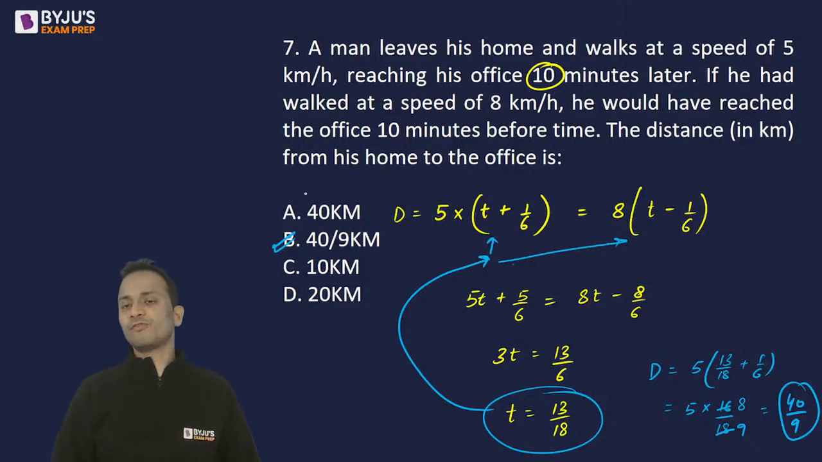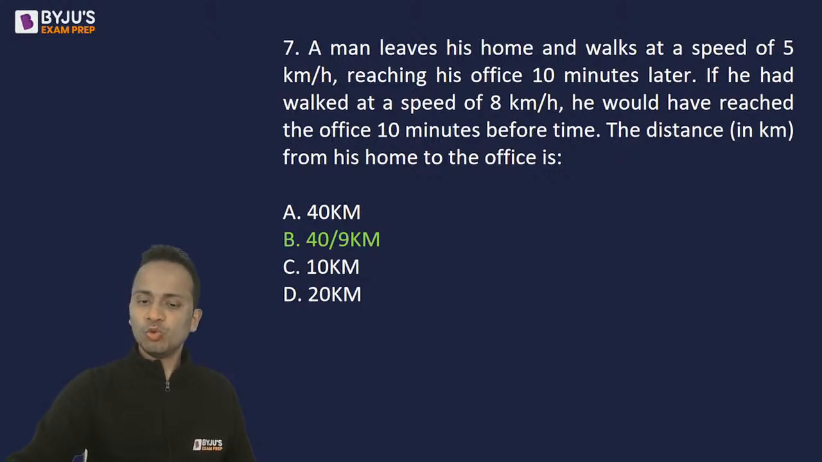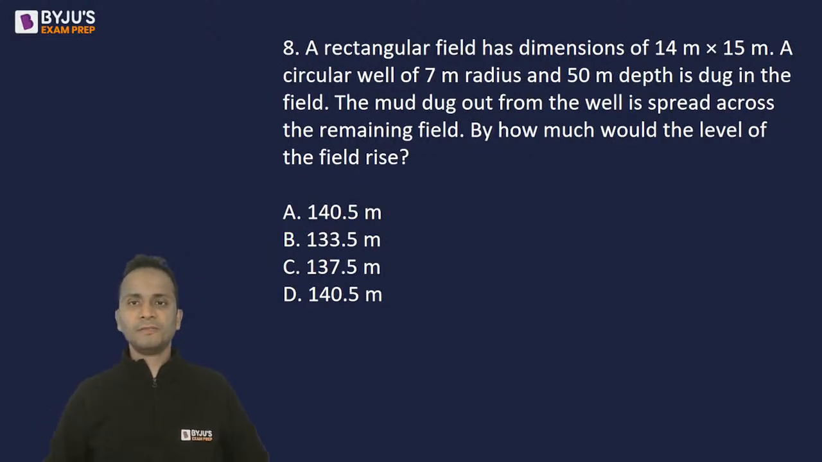So the correct answer is 40 upon 9, which is option B. So option B, 40 upon 9 kilometers is the correct answer of question number 7. Moving ahead to our next question, question number 8.